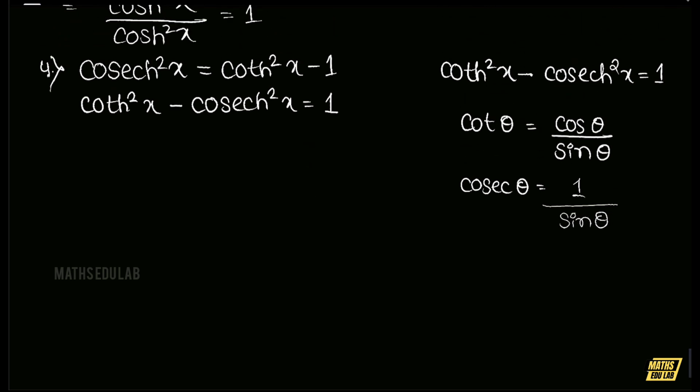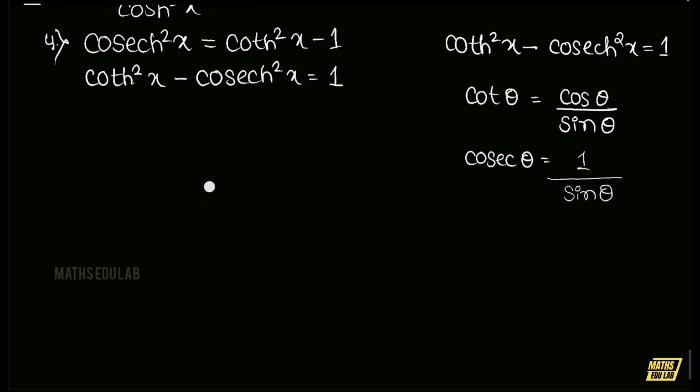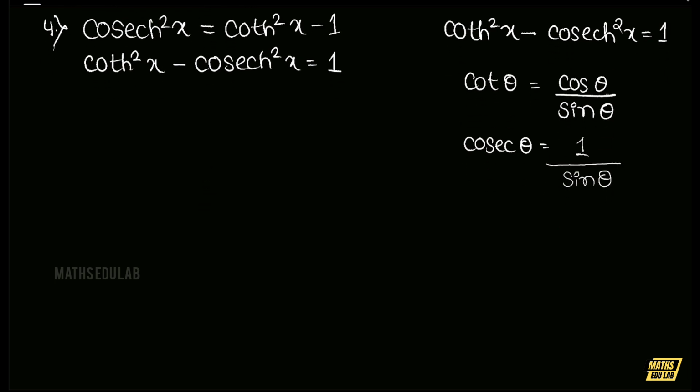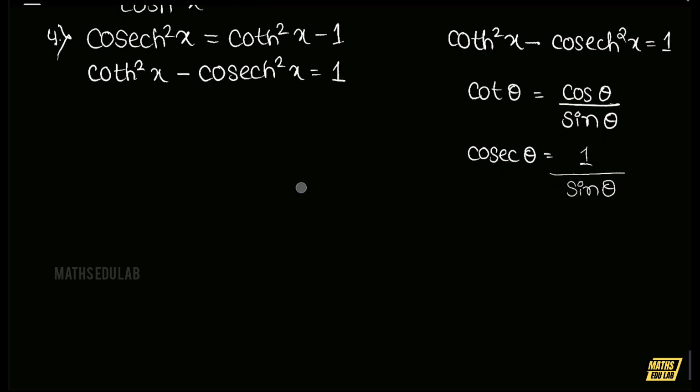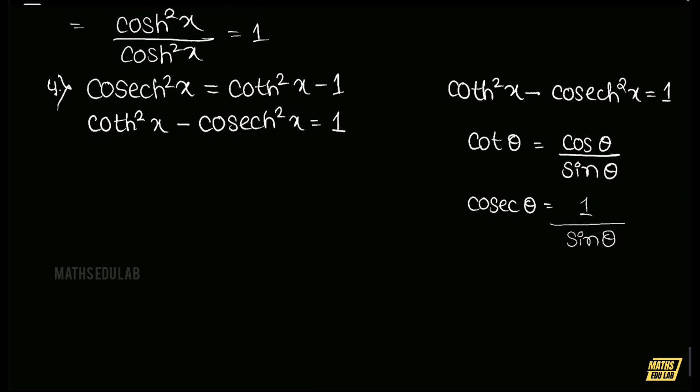So there is another way we can write this, which is nothing but taking the right hand side value to the other side. That means here I am writing the other term, that is cosech hyperbolic square x minus coth hyperbolic square x is equal to minus 1. So we can solve this by using any of these.